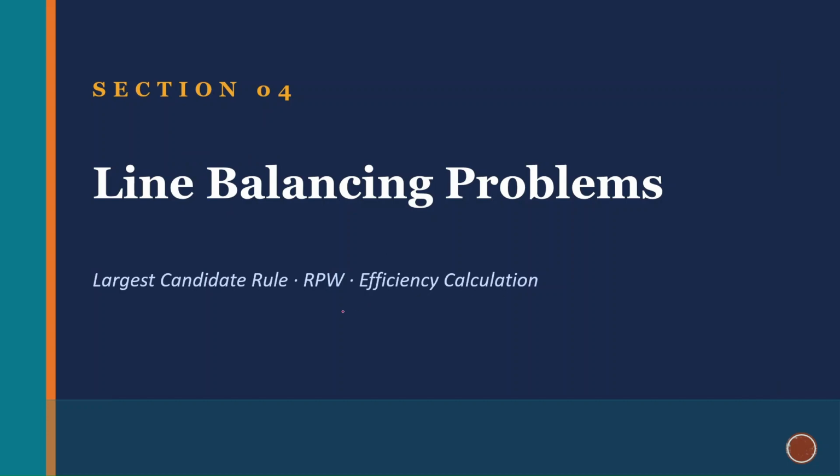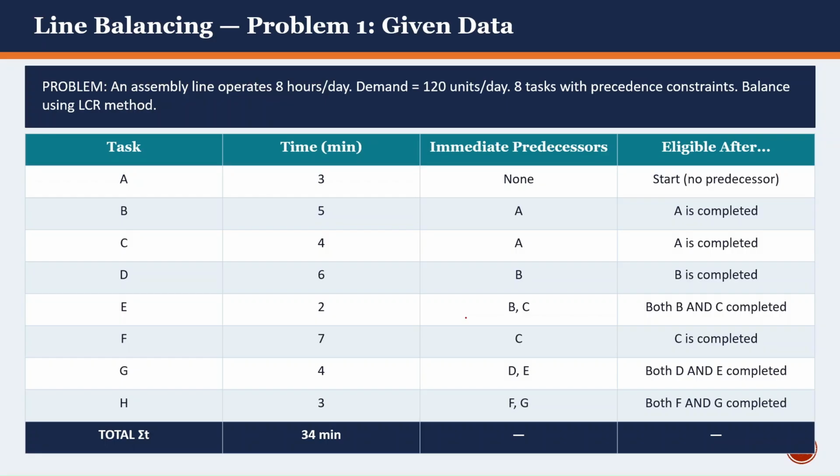Okay. So we'll move towards the next topic, line balancing, and then we'll stop. We'll go ahead with the line balancing problem. This again involves the largest candidate rule, RPW and efficiency calculation. Line balancing is usually done in the case of an assembly line.